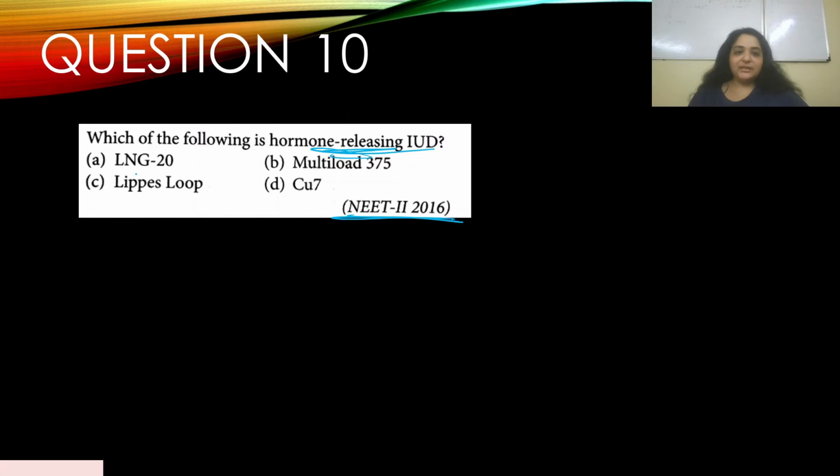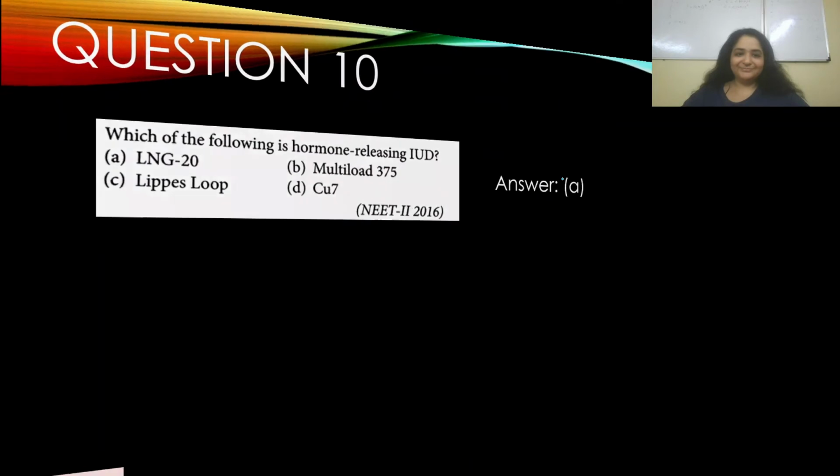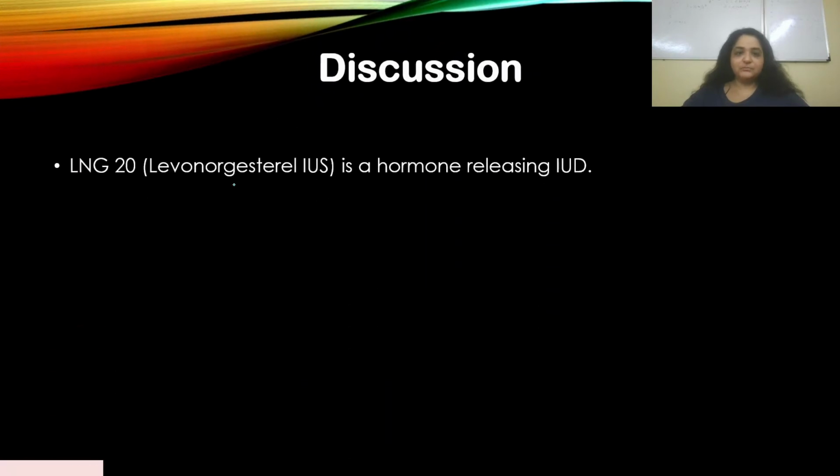Okay, so you have A LNG20, multi-loop, B multi-loop 375, C Lippes loop, and D CU7. So hormone releasing IUDs are A LNG20. The answer is A. So discussion: LNG20, levonorgestrel, is a hormone releasing IUD.